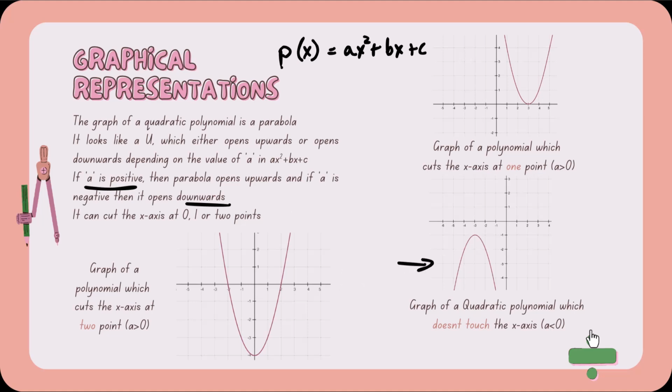So it will cut at exactly 2 points at times. This is when there are 2 zeros, -2 and 2. Or it can be at only 1 point. If it cuts at only 1 point, both the zeros are equal. Both the zeros are 3, 3.